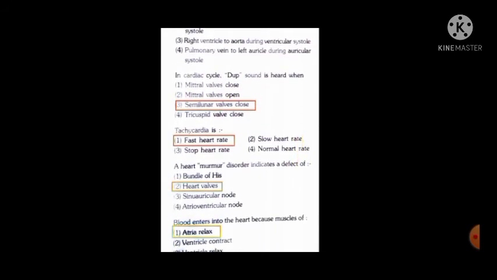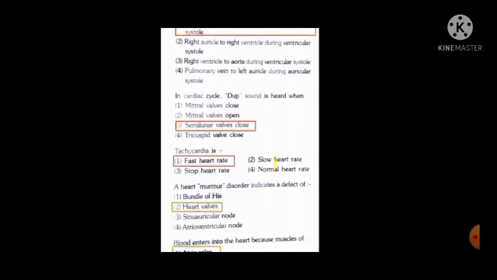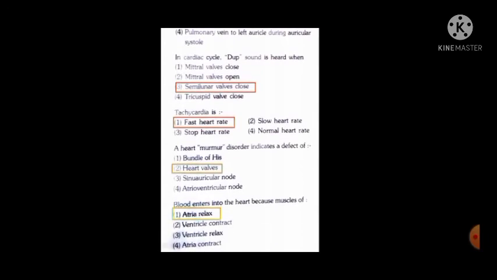In a cardiac cycle, the dub sound is heard when the semilunar valves close. In our heart, two sounds are produced, lub and dub. Lub is related to atrioventricular valve closure and dub is related to semilunar valve closure. Tachycardia means fast heart rate, bradycardia means slow heart rate. Heart murmur indicates a defect of the heart valves. Blood enters into the heart because muscles of the atrium relax.